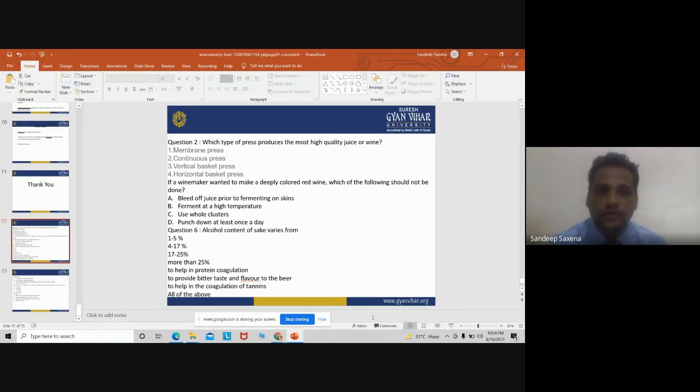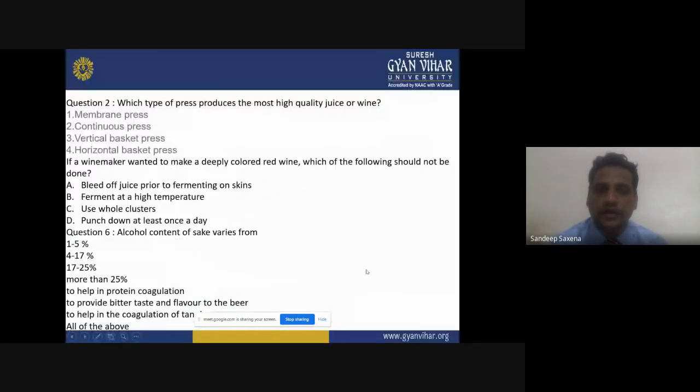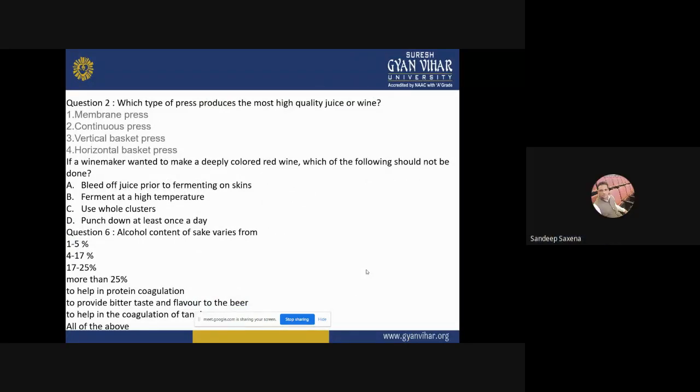So we're talking about some MCQs which are very important, and after these MCQs, you can understand the basic elements of the Indian wine industry. Which type of press produces the most high quality juice for wine? The answer is the membrane press, continuous press.